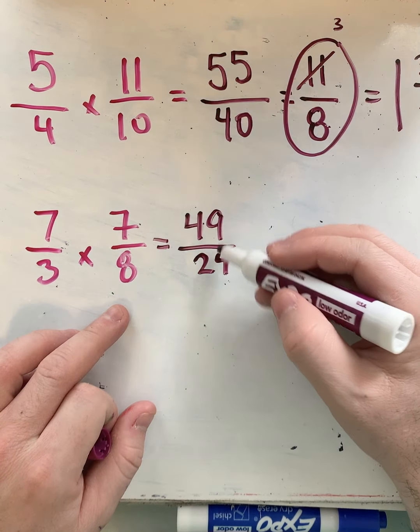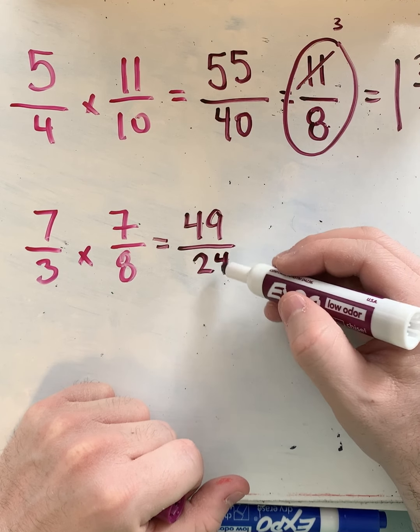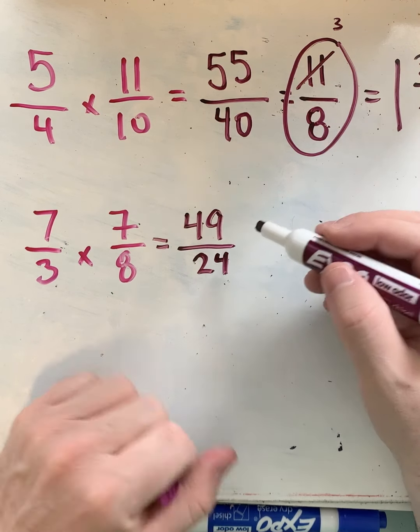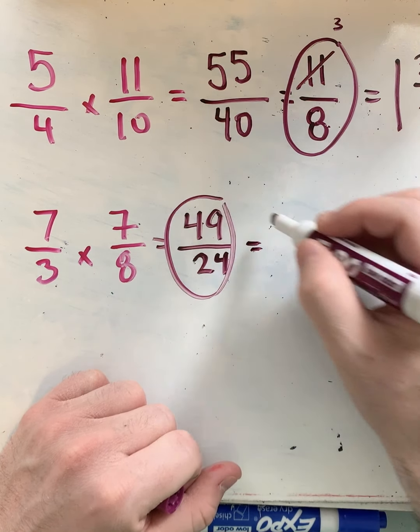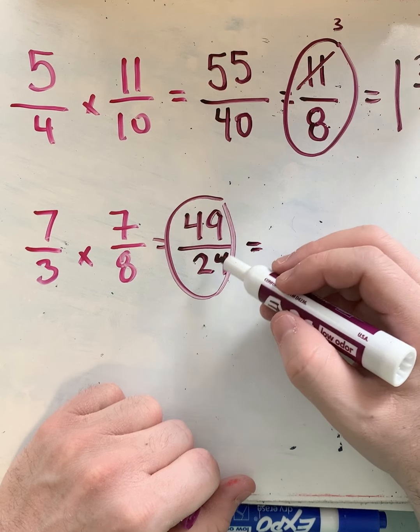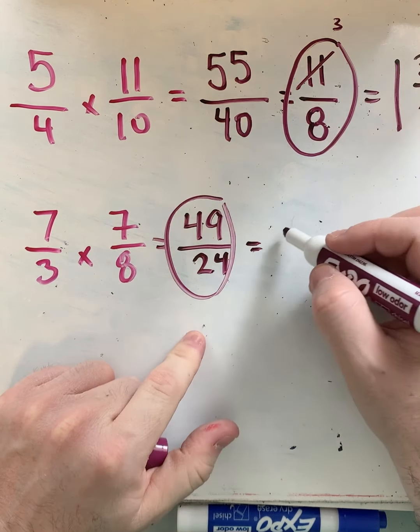I can't reduce either of these, right? Because no number will go into these equally. So I'm going to ask myself, I've got to turn it into a mixed number. So I've got my improper fraction. I need to turn it into a mixed number. How many times does 24 go into 49? 24, 48. So 2.